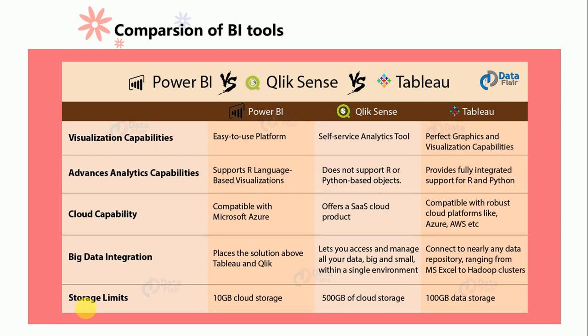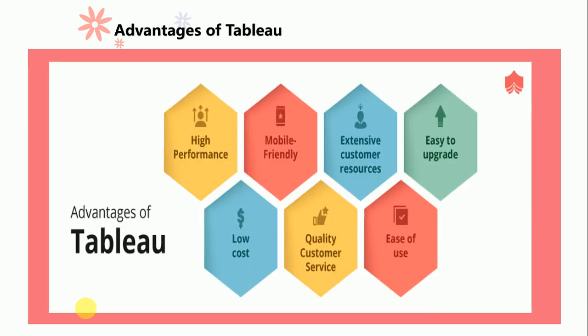So the storage limit of Power BI is 10 GB, whereas ClickSense is offering 500 GB of cloud storage, whereas Tableau is offering only 100 GB data storage. So ClickSense and Power BI are offering cloud storage, whereas Tableau is offering only data storage. Let's move on to the next slide.